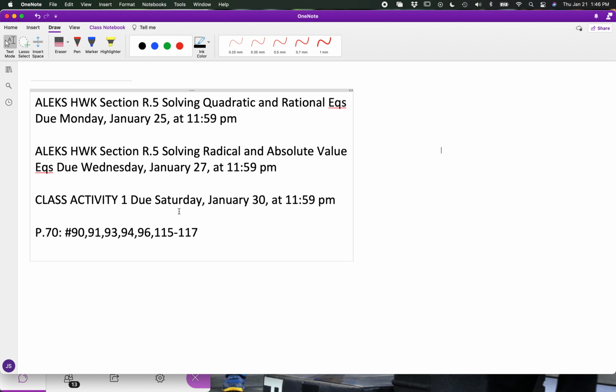Just as a lead-in to what we have had with radicals and exponents, some of which will be non-integer in value, you can go ahead and look into, from page 70, numbers 90, 91, 93, 94, 96, and numbers 115 through 117.